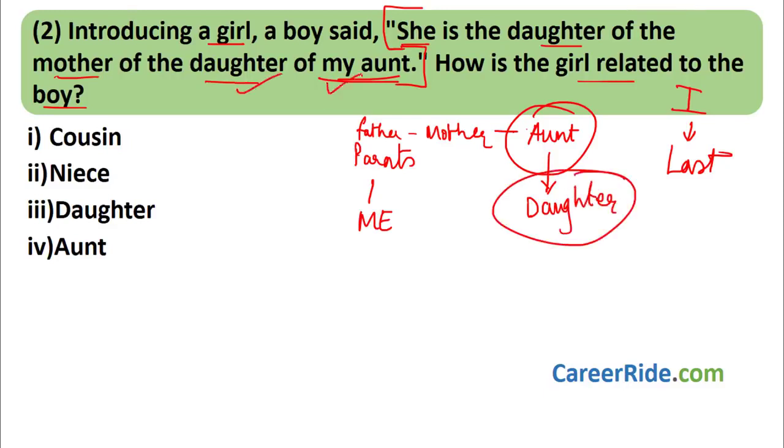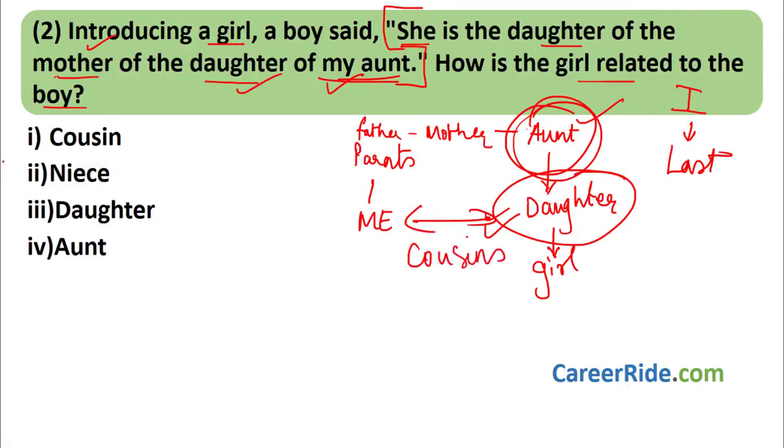So we have this, mother of the daughter of my aunt. The daughter of the aunt, mother of the daughter of my aunt is nothing but the aunt herself. So we have come over here, again daughter of the mother. So this is mother, that is aunt, daughter of the mother is again this. So this is nothing but the girl, and we know aunt's daughter means we both are cousins. So the boy and the girl are cousins. How is the girl related to the boy? The girl is a cousin to the boy.